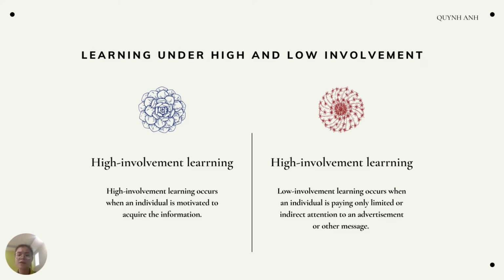Low involvement learning, on the other hand, occurs when an individual pays only limited or indirect attention to an advertisement or other communication. Low involvement learning is sometimes limited due to a lack of elaborative tasks. For example, a person is surfing on TikTok and comes across a video of Starbucks Valentine Cup collection. The majority of people learn in a low involvement situation by surfing the internet or using social media.